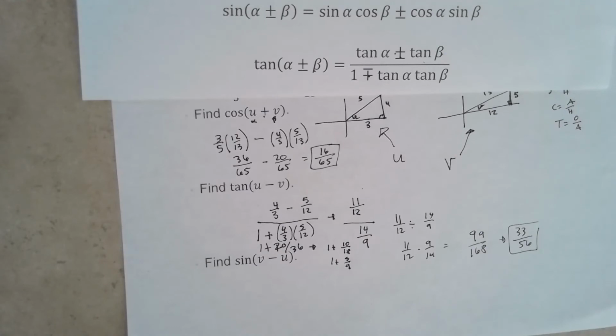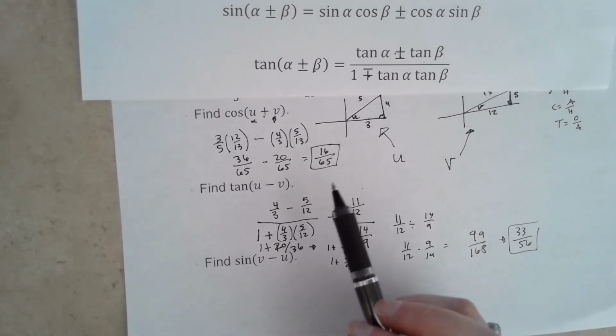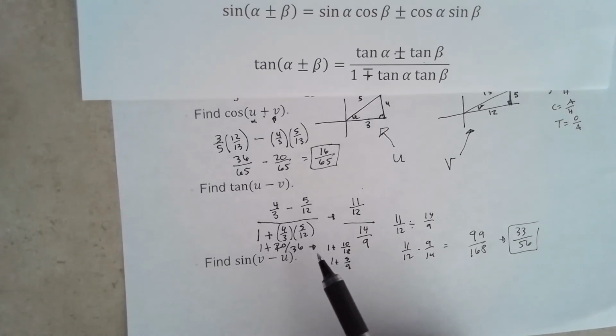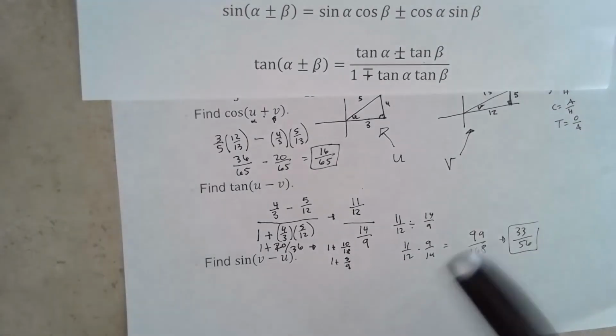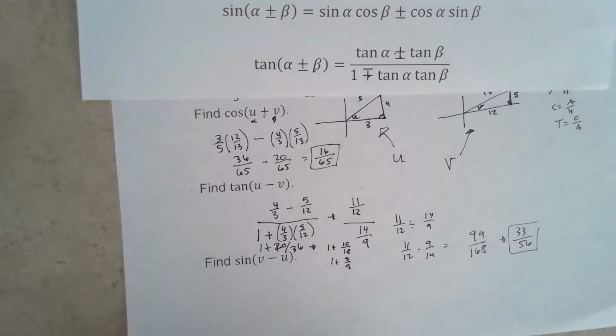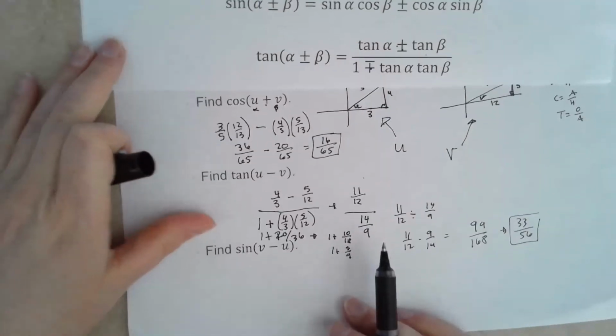Honestly, tangents shouldn't be scary. They're just a little bit more intense because you got lots of fractions. You could have tried to clear these fractions, 36, by timesing everything by 36, and that would have simplified it down. This wasn't too bad to deal with, so I just went ahead and simplified and added common denominators and whatnot. Okay?